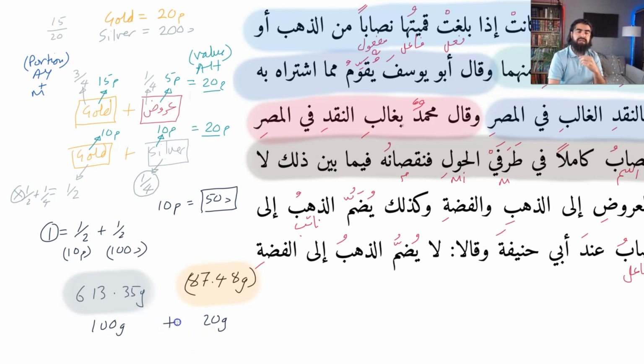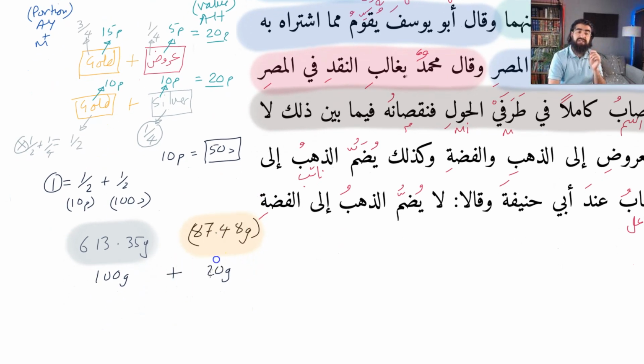So according to Imam Abu Hanifa rahimahullah, you look at the values. What's the value of 20 grams of gold in today's time? I'm coming up with some figurative numbers. Okay. So 100 grams, let's say, of silver is worth £50, and 20 grams of gold is, let's say, worth about £900. 50 plus 900, how much is that? 950.